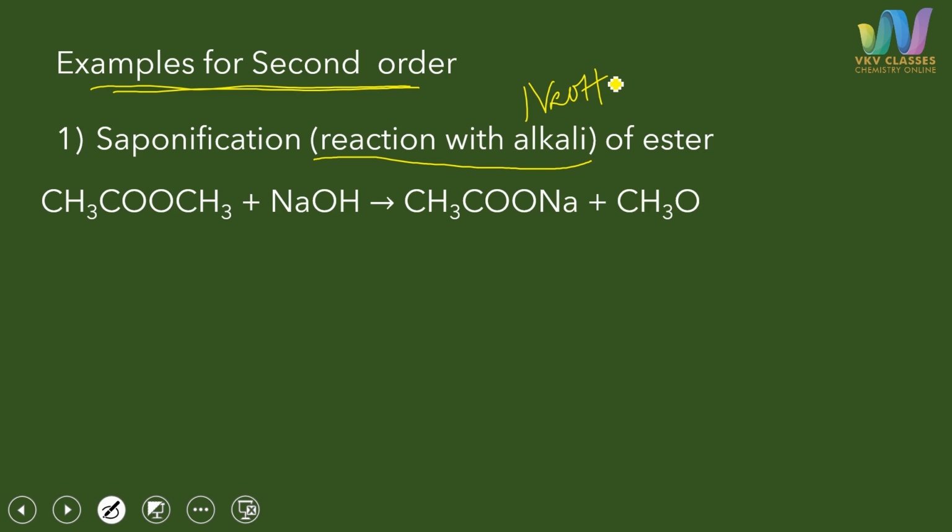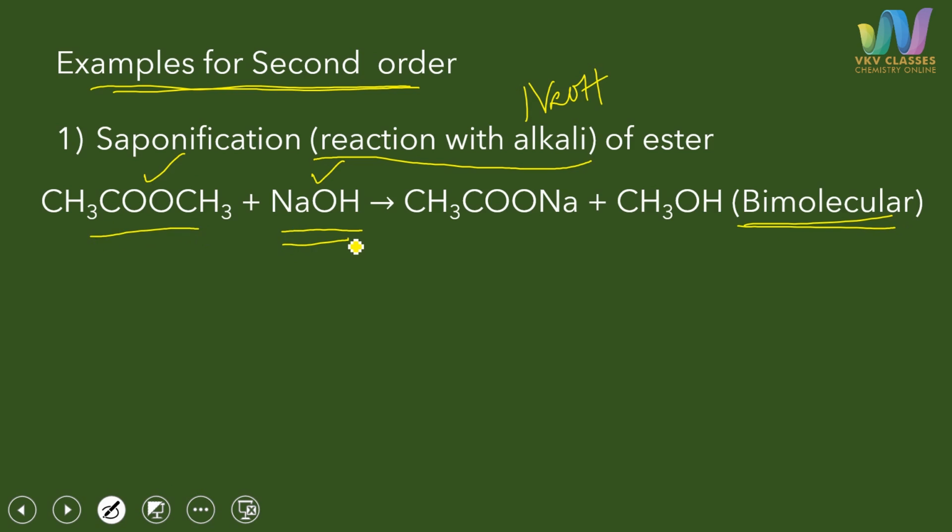Methyl acetate CH3COOCH3 reacts with NaOH giving sodium acetate plus methyl alcohol. Here two molecules are taking part in the reaction. So it is a bimolecular process. And the rate depends on ethyl acetate molecule as well as sodium hydroxide. So order of the reaction is 2.